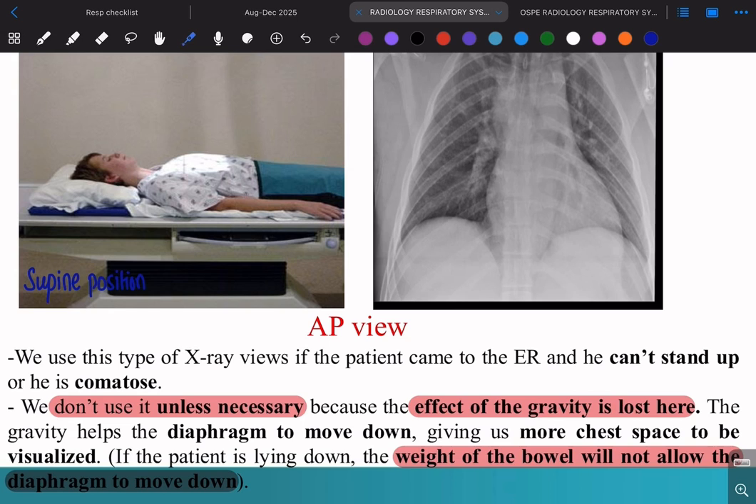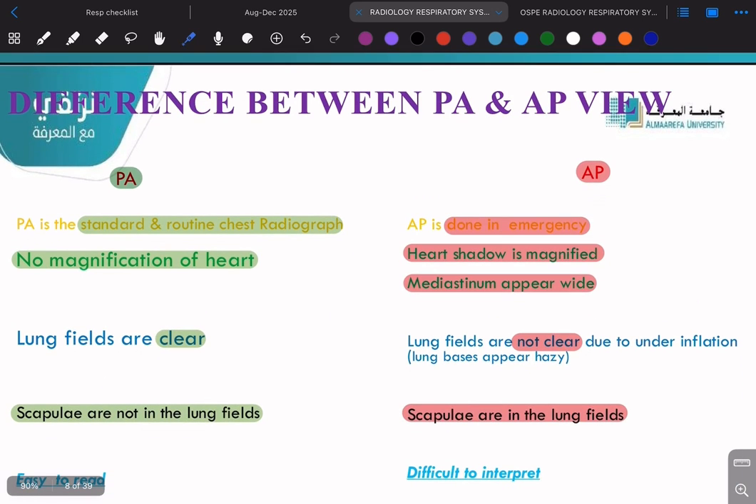because of gravity, basically. And when the person is in an upright position, these organs are already pulled down and the diaphragm contracts down as well with gravity. But when the person is in their supine position like this, it's against gravity. Okay? Okay, so moving on, here we have a comparison between PA and AP view, okay?